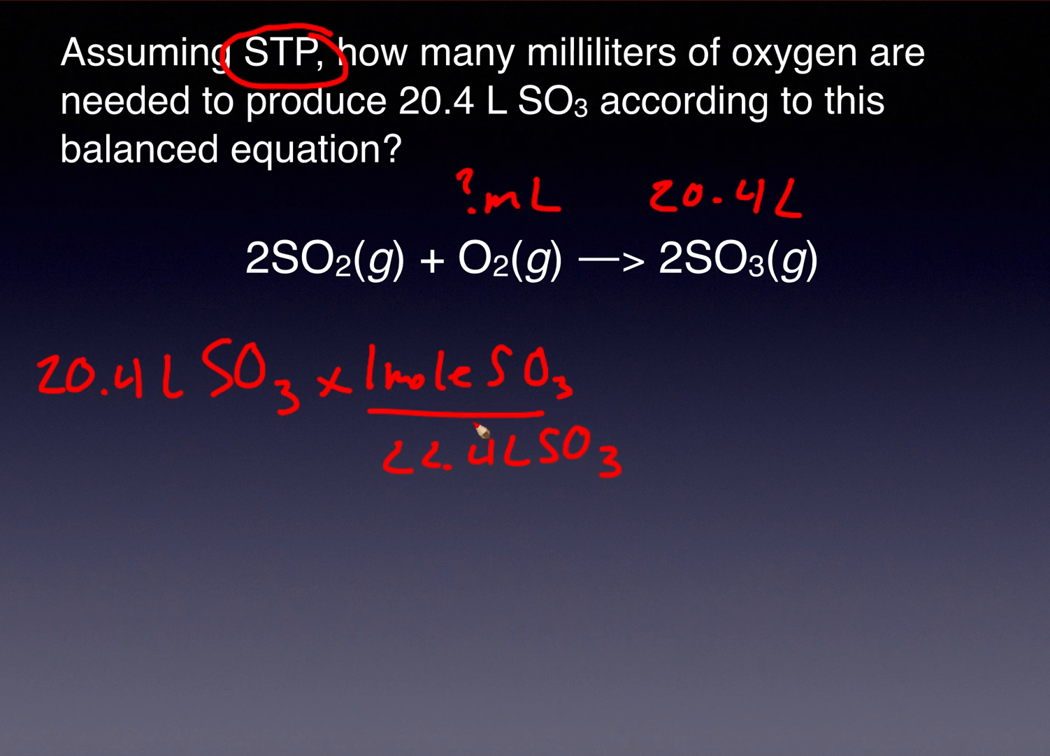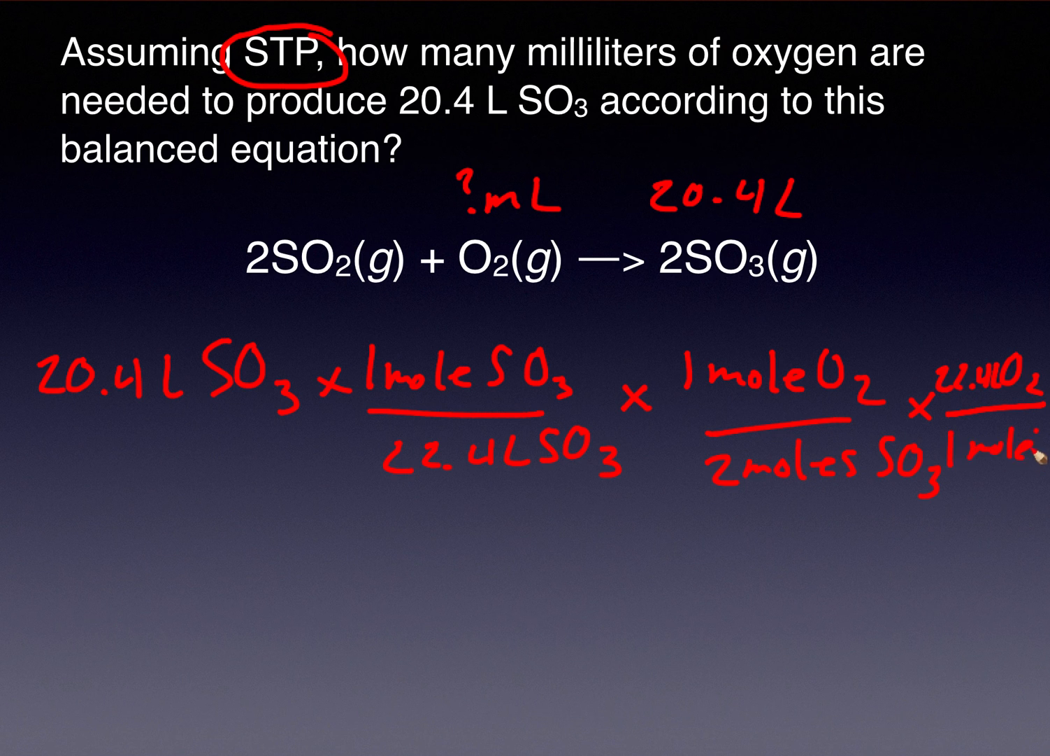So now, it's been a long journey. We got to our mole ratio. Got to our easy pass station. Now we want to go over the bridge. So we have 1 mole of O2 all over 2 moles SO3. And I'll put this right here. So we know in 22.4 liters of O2 over 1 mole of O2.